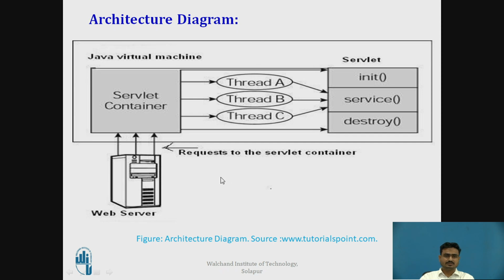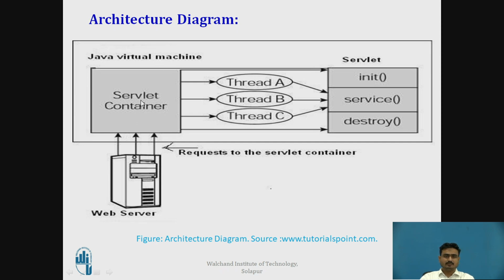We are going to discuss in detail the architecture diagram of the servlet. Here you can see that there is a web server. The web server is connected to the servlet container, and here the servlet services are going to be provided in the Java virtual machine. What is going to happen?